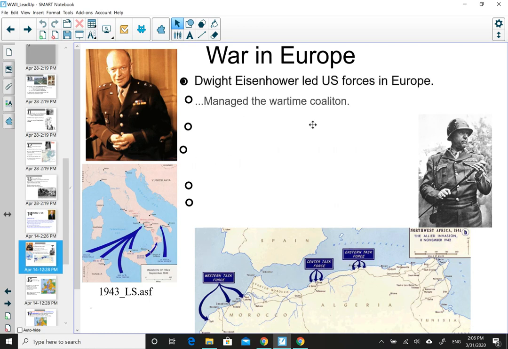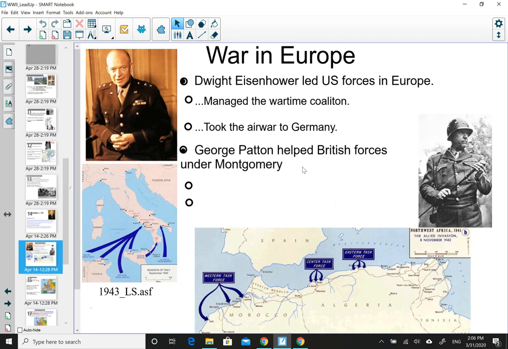Eisenhower managed the wartime coalition that essentially consisted of Great Britain and its Commonwealth, Canada, Australia, New Zealand, and any resistance forces from France, Poland, and other European countries that happened to make their way to Britain. Eisenhower is largely credited for initiating the air bombing campaign over Germany and coordinating the extraordinary invasion of German-occupied France with the landing of Normandy.